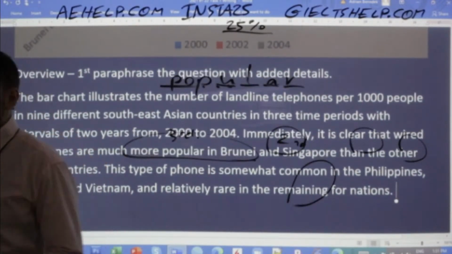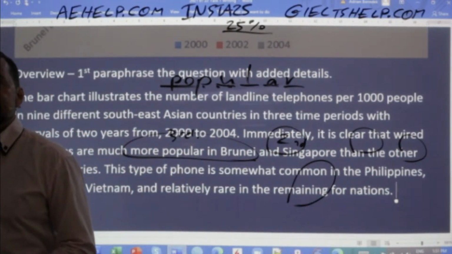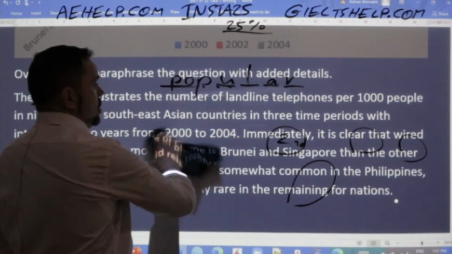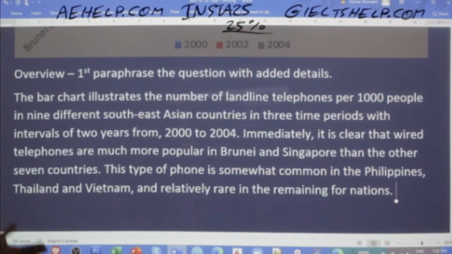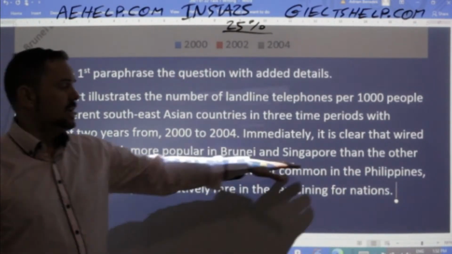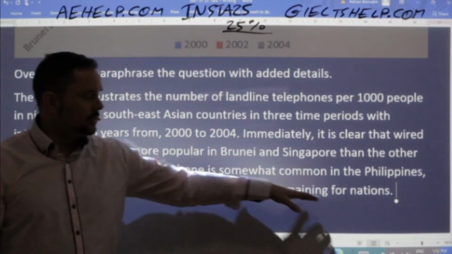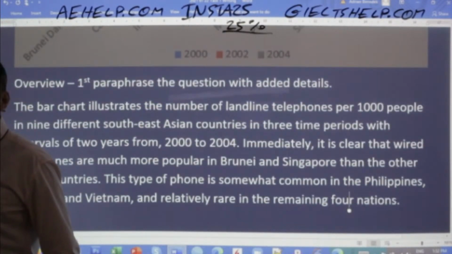All right. So there is my introduction slash overview. And again, this is going for that band 9. So far, if I'm giving a university lecture to a class on the use of landlines, this is how I would start my lecture. I would show the students the bar graph, and then I would say this bar chart illustrates the number of landline telephones per 1,000 people in 9 different Southeast Asian countries in 3 time periods with intervals of 2 years from 2000 to 2004. Immediately, it is clear that the wired telephones are much more popular in Brunei and Singapore than the other 7 countries. This type of phone is somewhat common in the Philippines, Thailand, and Vietnam, and relatively rare in the remaining 4 nations. Okay, so that is my overview introduction.